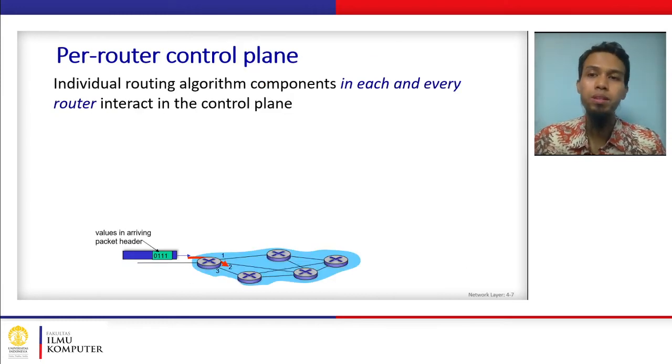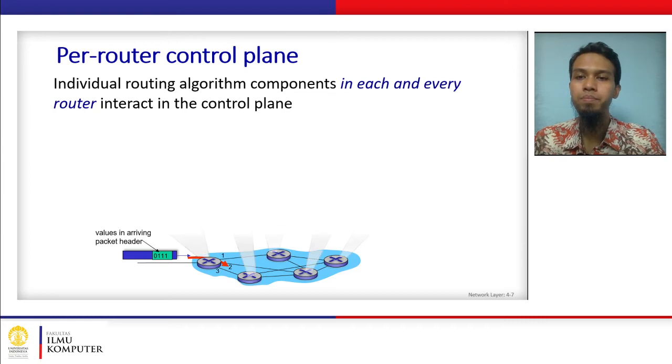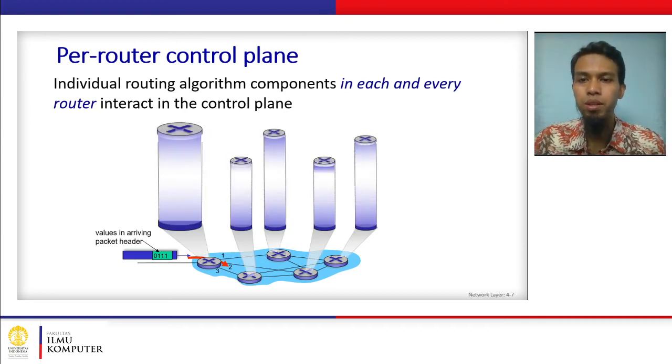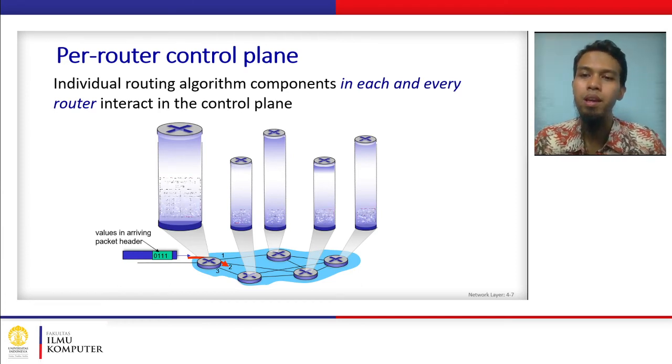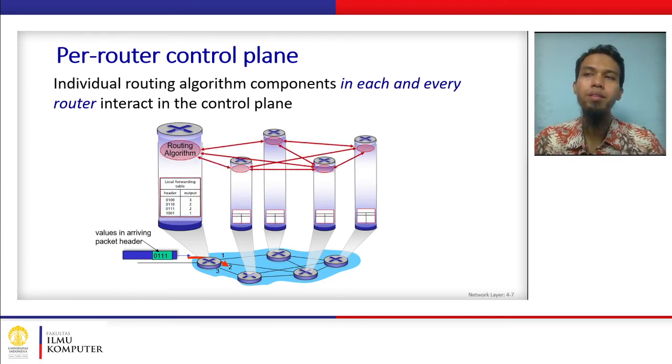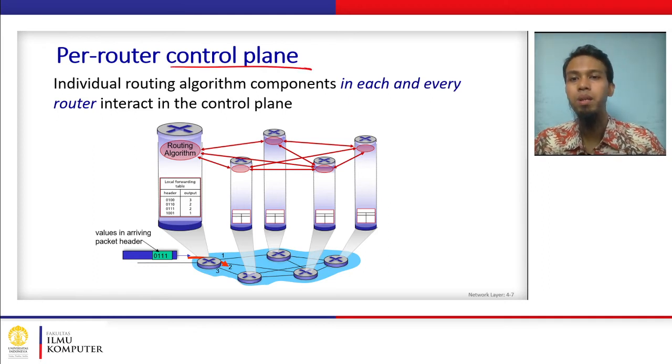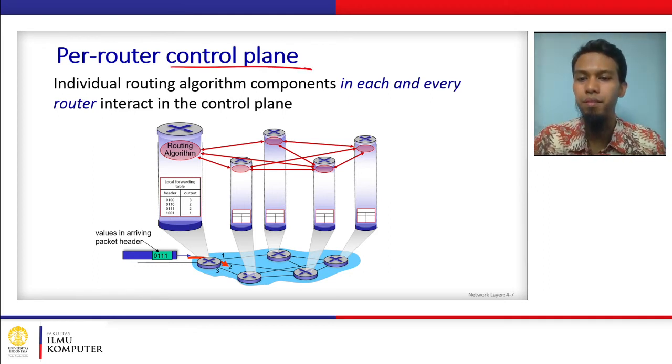Okay, so we start with the router control plane. Basically, the routing algorithm is run in each and every router. And of course, as we said before, the data plane is happening locally. So in the router control plane, the control plane and data plane are in the same router.